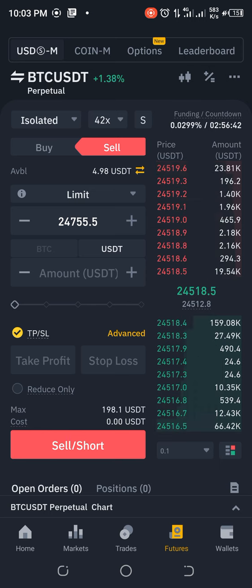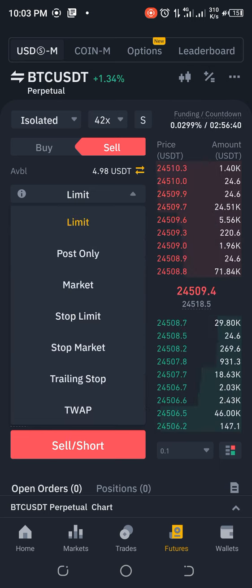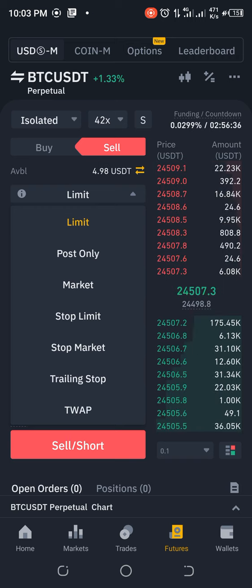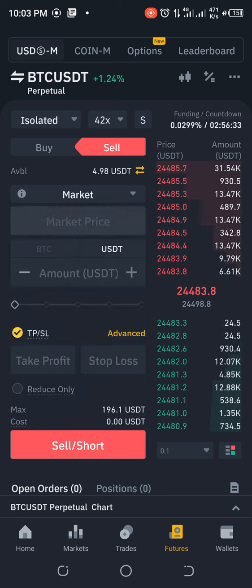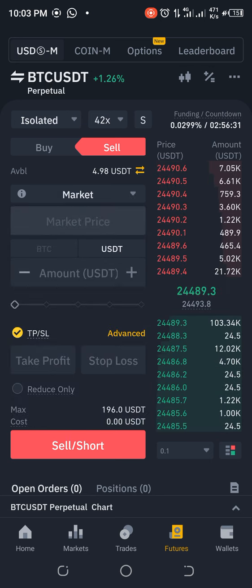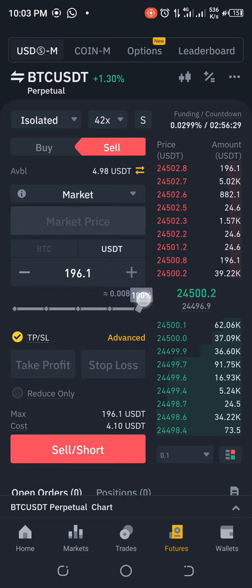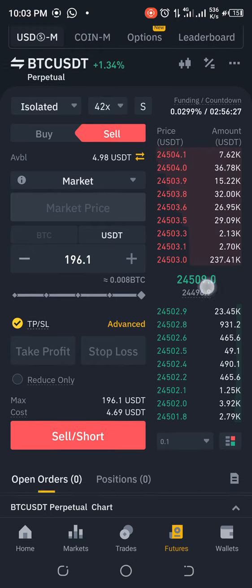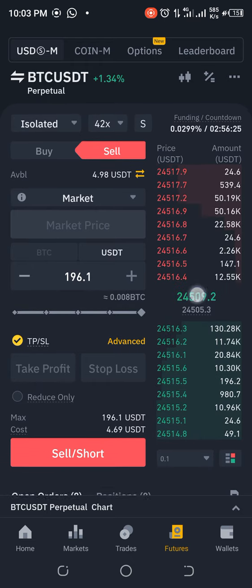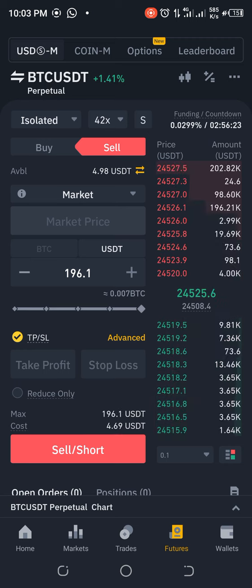So now here, limit, market. We have different kinds of stuff here. But the most important thing I'll be showing you is this limit and this market. Now what the market is for is that you want to enter the trade at this actual price, the live price you are seeing here. It means you want to enter the trade during that time.